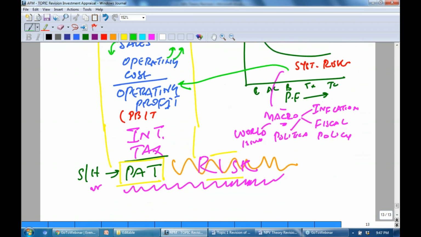And this systematic risk can be measured. This systematic risk can be measured through a terminology called beta asset. How to calculate, we will discuss later. That's a beta asset.